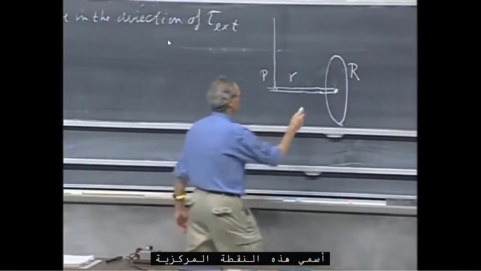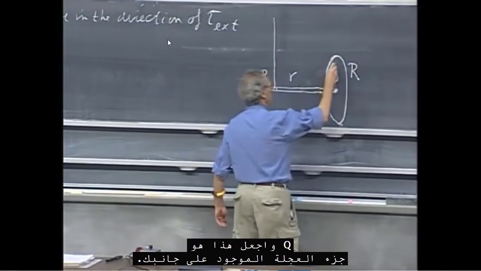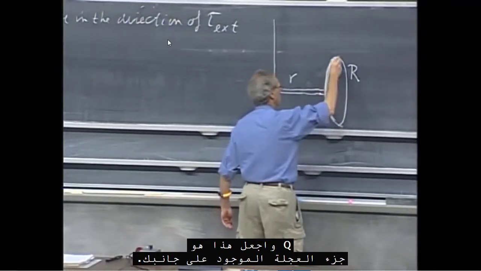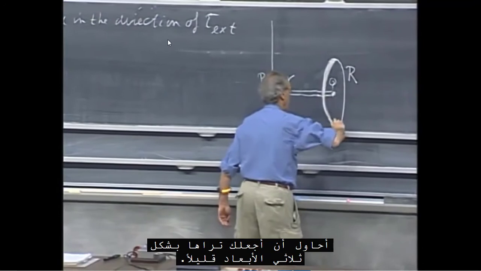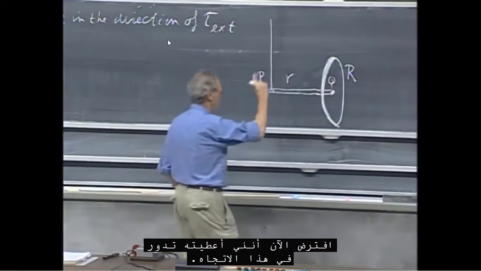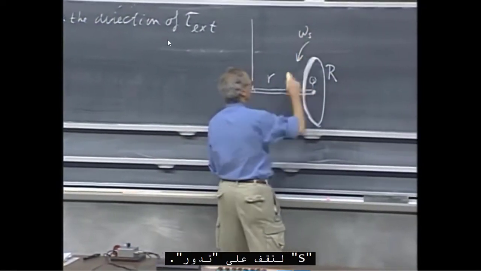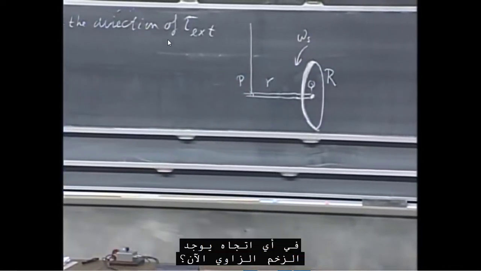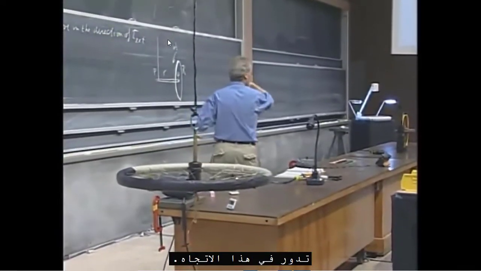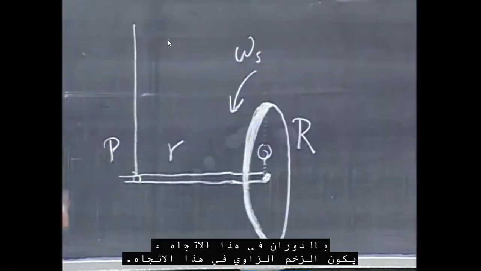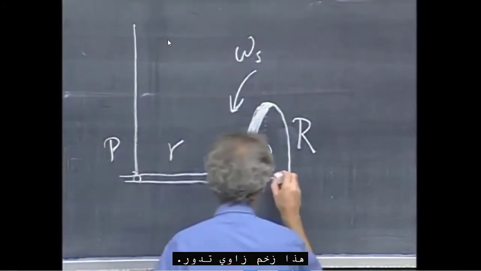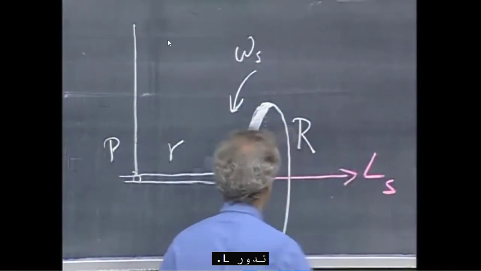I call that center point Q. And let this be the part of the wheel that is on your side. I try to make you see it a little bit three-dimensionally. Suppose now I give it a spin in this direction, omega s. S stands for spin. In what direction is now the spin angular momentum? Use your hands, your thumbs. Spinning in this direction, angular momentum is in this direction. That's a spin angular momentum, L spin.